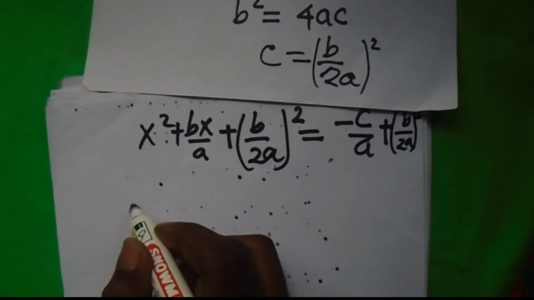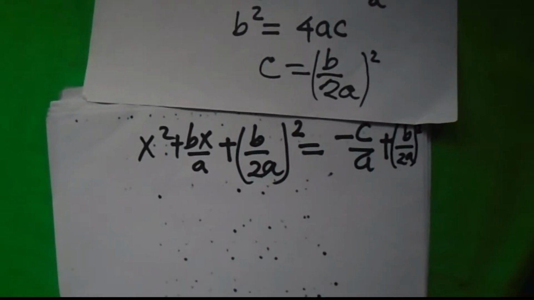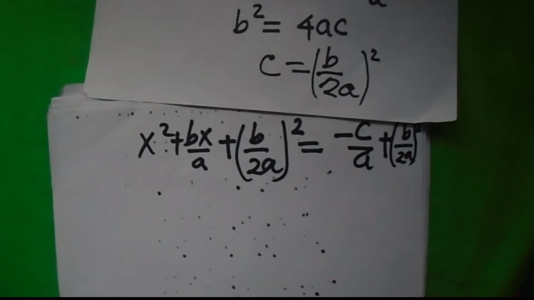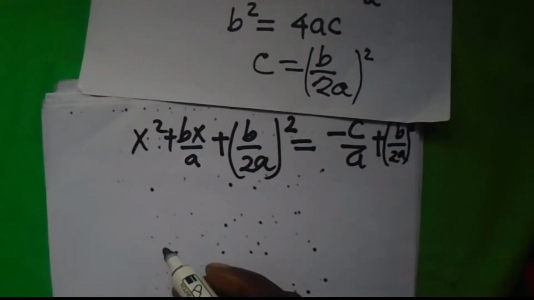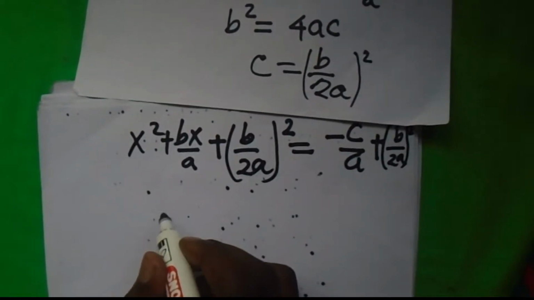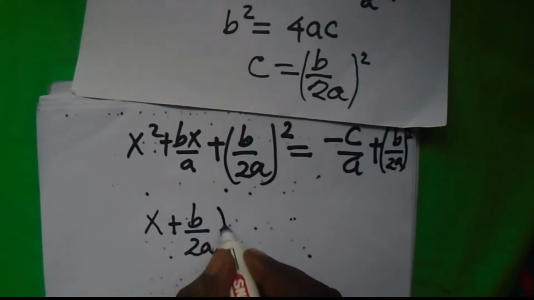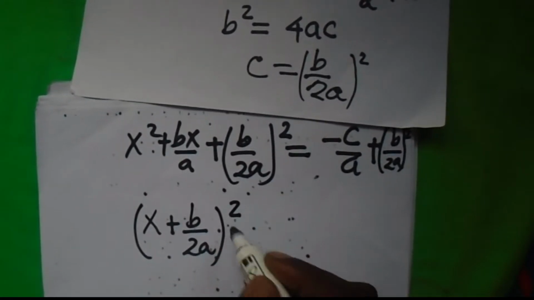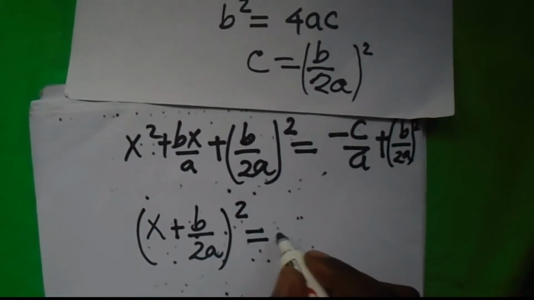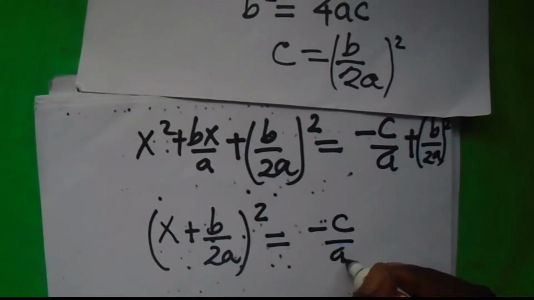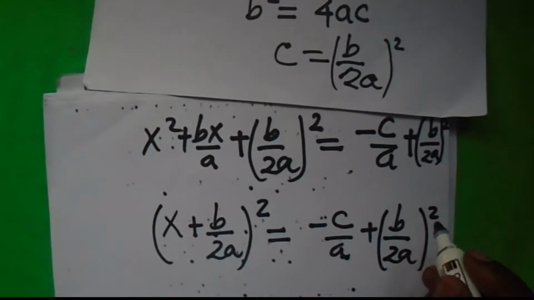After that we factorize the left hand side. We factorize the left hand side by doing this: x plus b over 2a squared. Once we expand this equation, we will get this one, equals negative c over a plus b over 2a bracket squared.